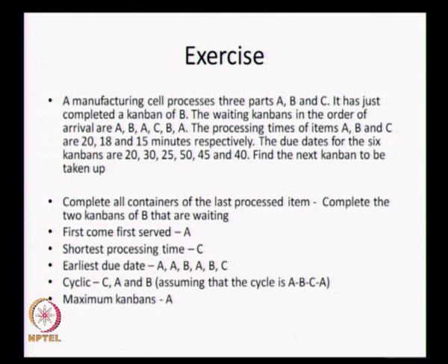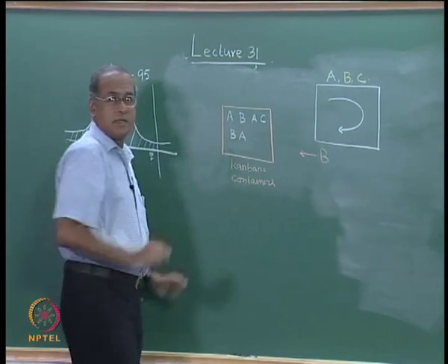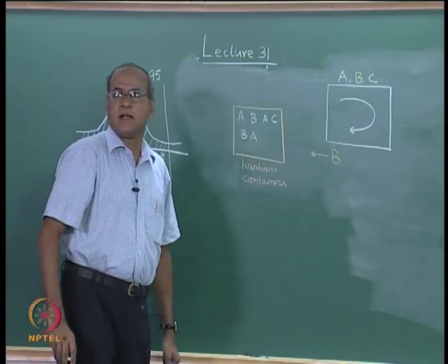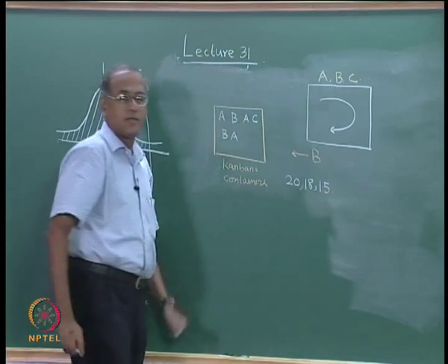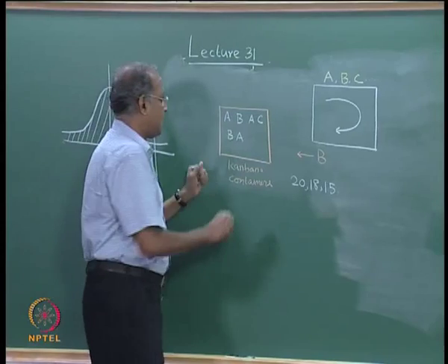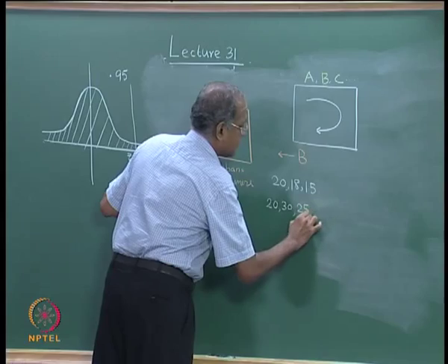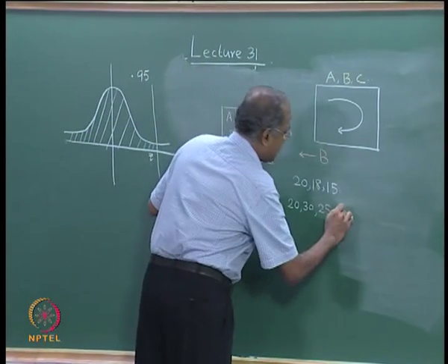The processing times for A, B and C are 20, 18 and 15, and the due dates for these 6 Kanbans are 20, 30, 25, 50, 45 and 40.